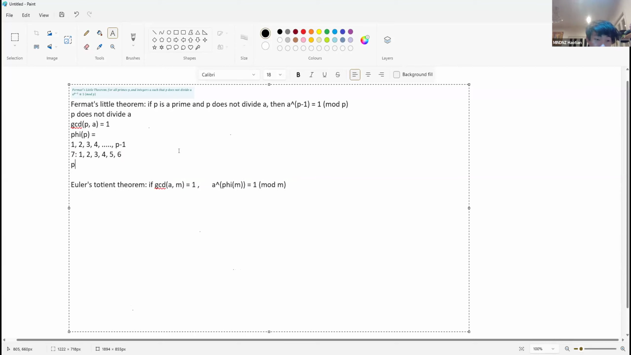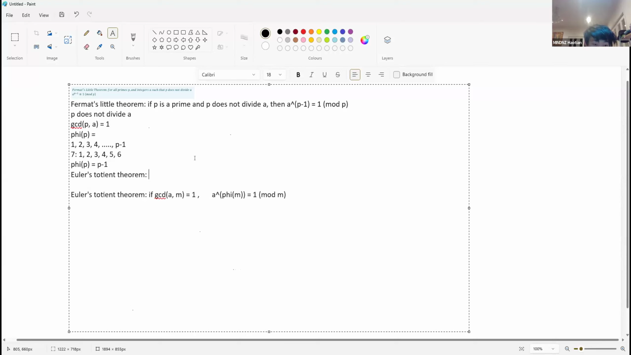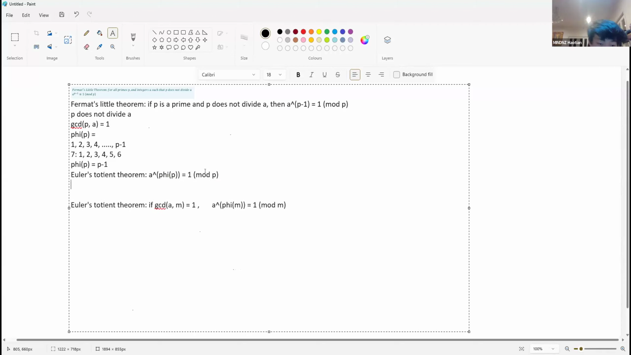And more generally, phi of p is always equal to p minus 1. So therefore, by Euler's quotient theorem, a to the phi of p, because now we're letting m be p, is congruent to 1 mod p. But we also know that's just p minus 1, so now we know a to the p minus 1 is congruent to 1 mod p. And we're done. So that's the proof.